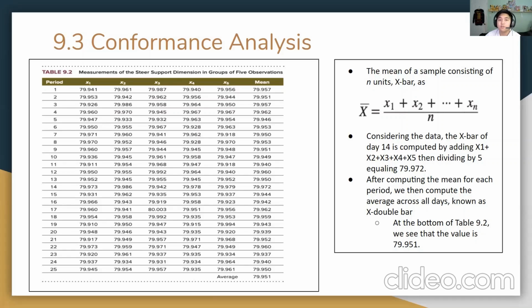Considering the data on the left side of the slide, the x-bar of data 14 will be computed by adding x1 plus x2 plus x3 plus x4 plus x5. Then we would divide that all by the number of units, which would be 5, and it would equal 79.972. After computing the mean for each period, we could then compute the average across all days, otherwise known as x-bar. And at the bottom of table 9.2, we see that the value is 79.951.